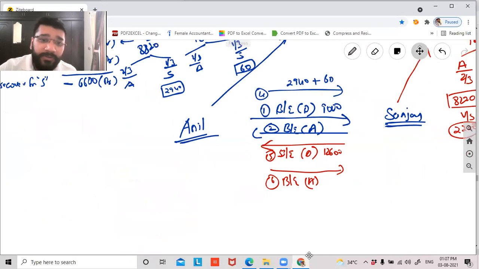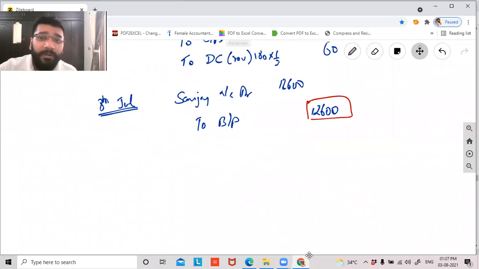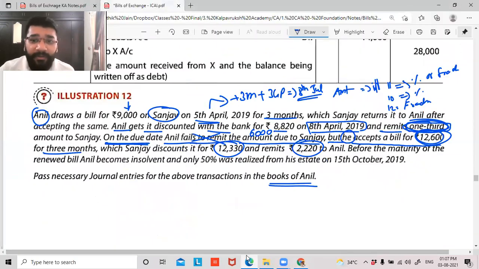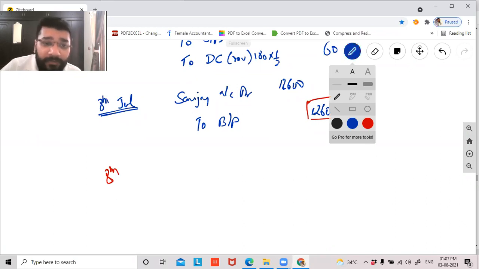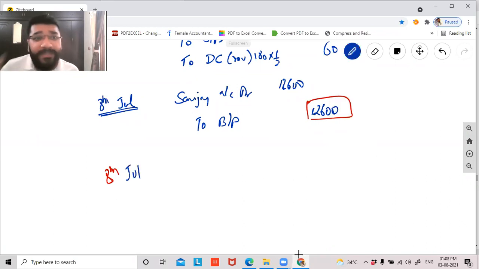So in Anil's books of accounts, what will you record, guys? We'll record the amount of money that is received. When is this bill discounted? No date is given. So can I take 8th of July itself? On 8th of July, why would he have discounted the bill with the banker? That will be recorded in Sanjay's book. Sorry, I'm confusing.